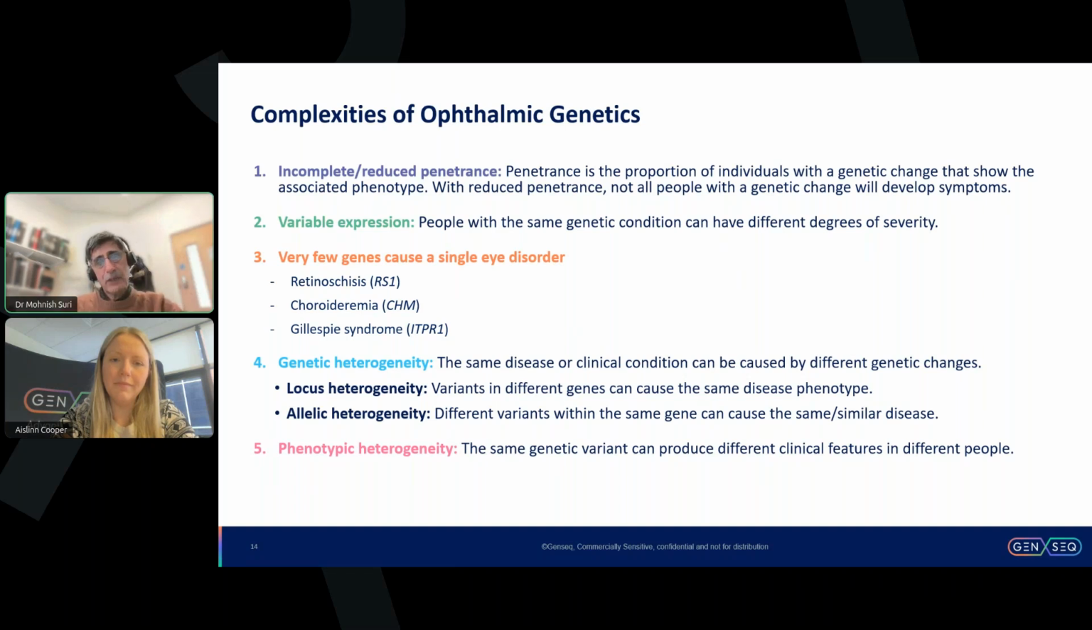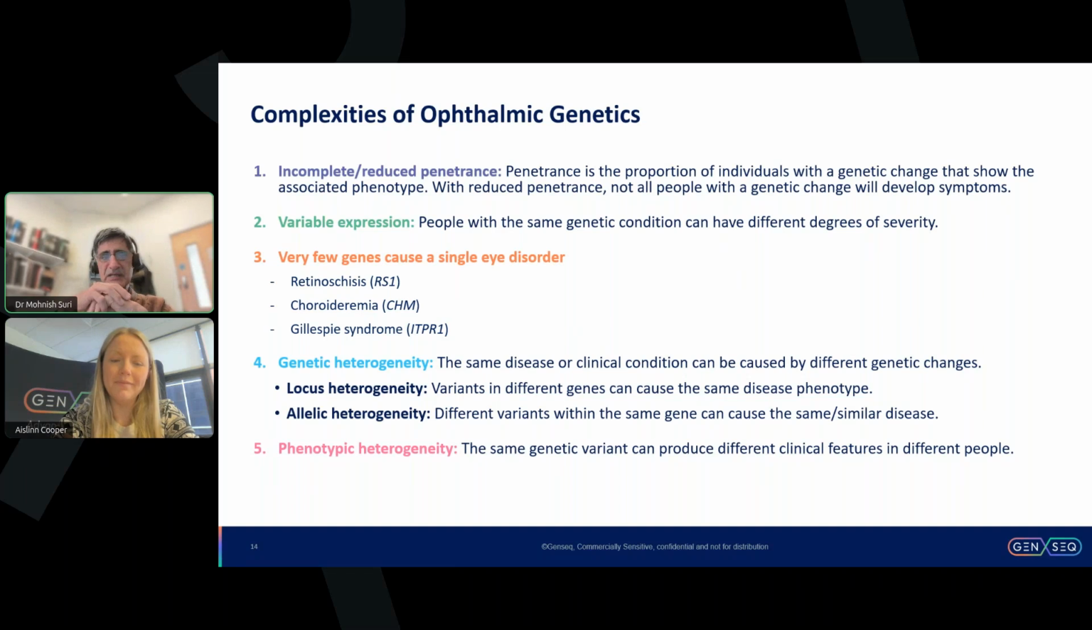Another big problem with ophthalmic genetics is that the genes that cause eye disorders, particularly the retinal dystrophies, have variants in the same gene that can give you many different phenotypes. So you can see it's number 5, phenotypic heterogeneity. We'll go back into that in more detail in a minute. But there are very few genes that cause just one specific eye disorder. And I've listed a few here.